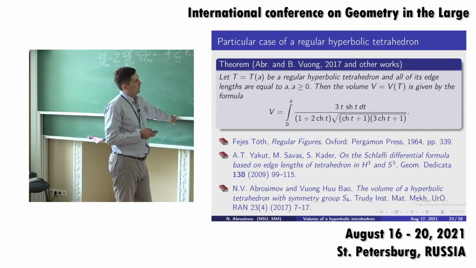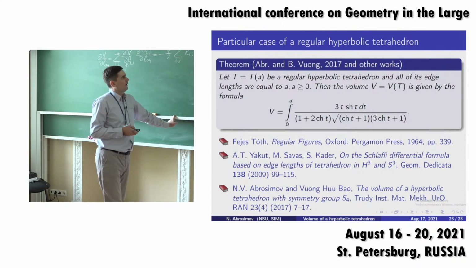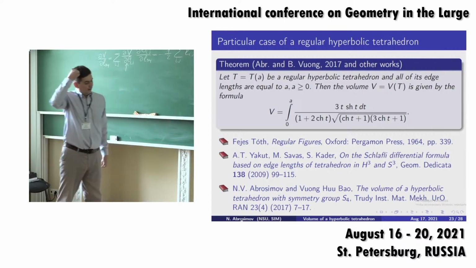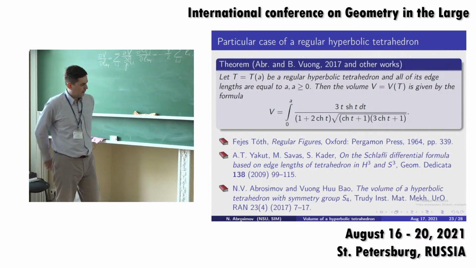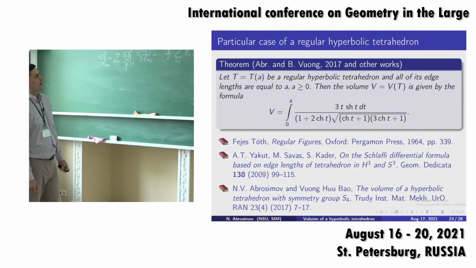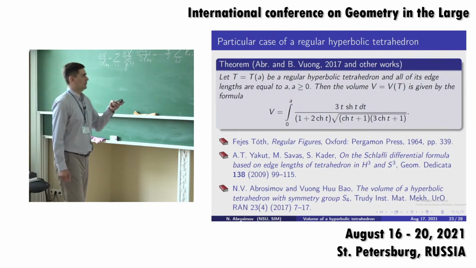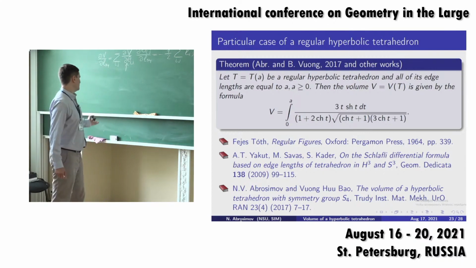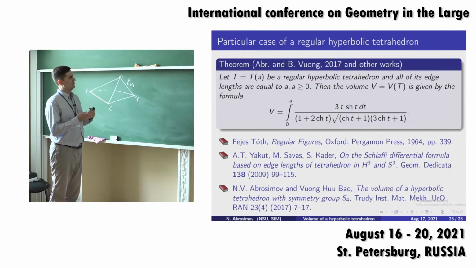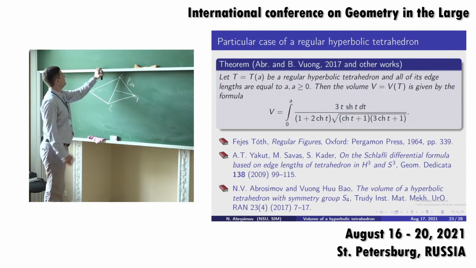For example, one can find it in the book of Hedges Toth, or in this work by Yakut, Salas, and Kader. And I can explain why we couldn't expect that the previous formula from the corollary and this formula will be the same.